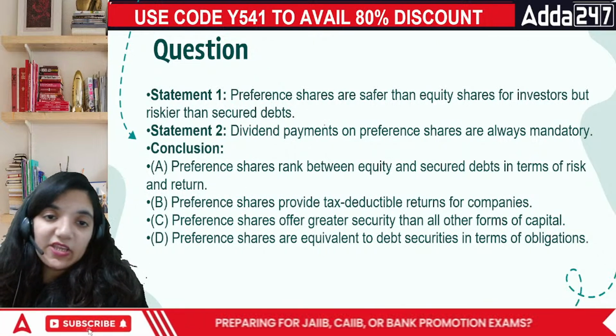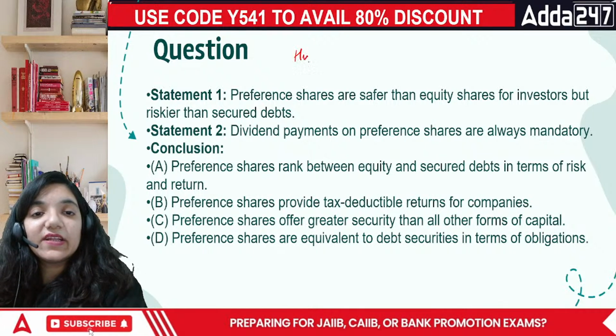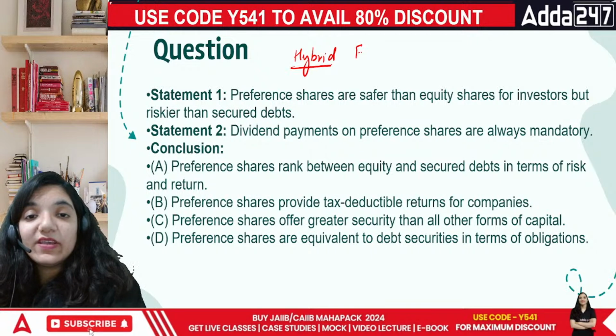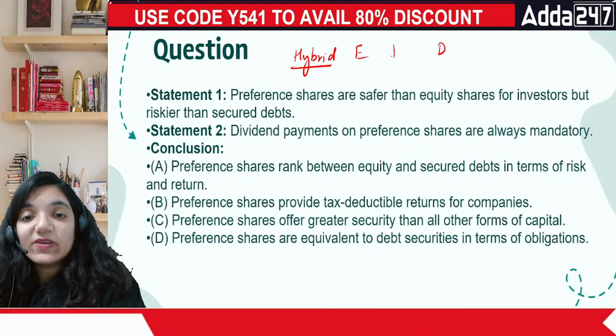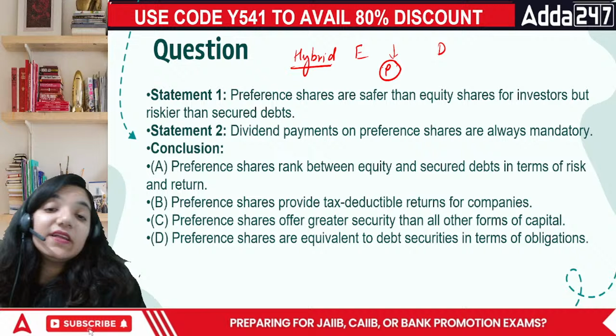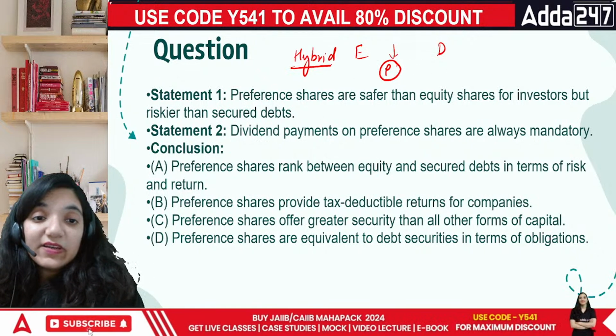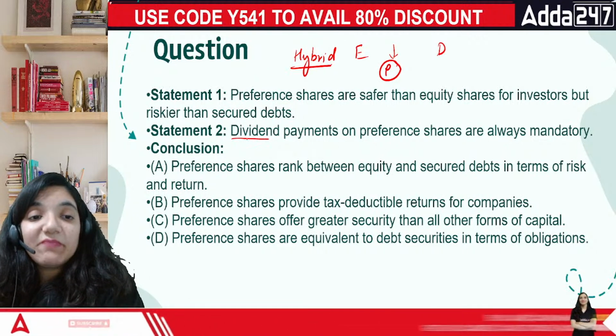Preference shares are safer than equity. Basically, they are covered as hybrid. Hybrid means anything which is between equity and debt. So it is slightly safer than equity, but not as safe as debt. So the dividend payment on preference shares is always mandatory.